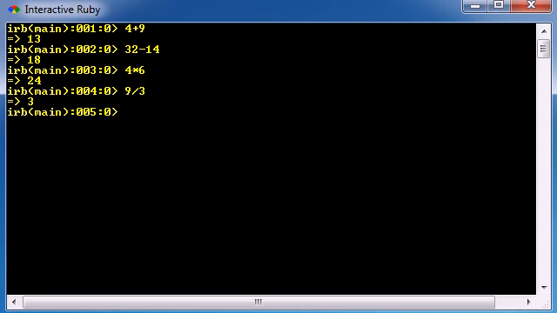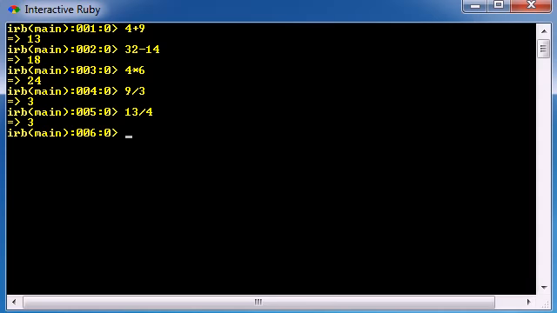Now that's fine and all, but division gets a little bit tricky. Say we give it something like 13 divided by 4. Now 13 divided by 4 is 3.25. However, if we go ahead and hit enter, we get 3. That's interesting. It didn't give us a remainder, it didn't give us a decimal.